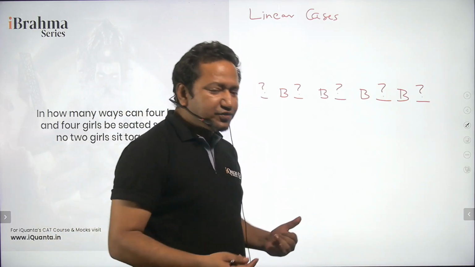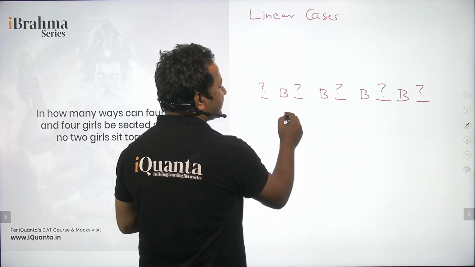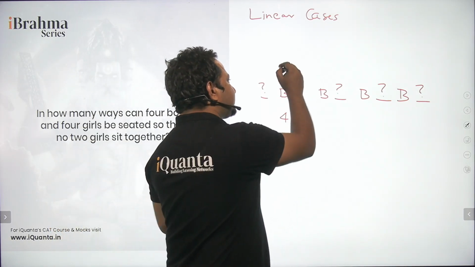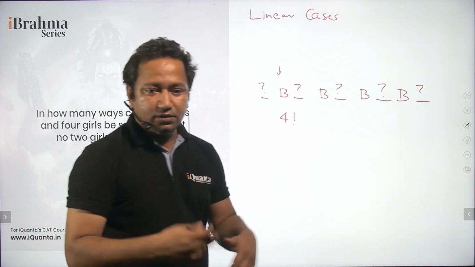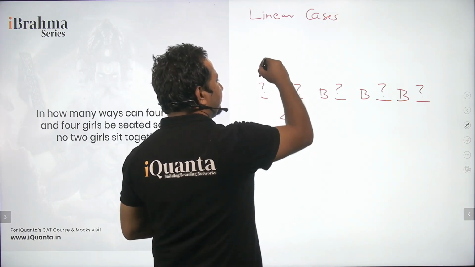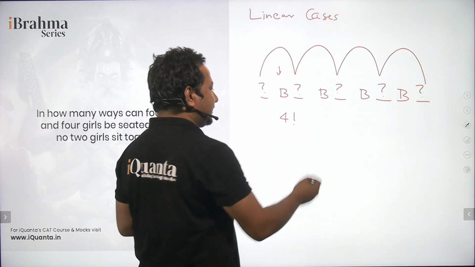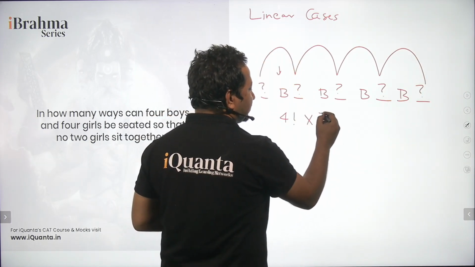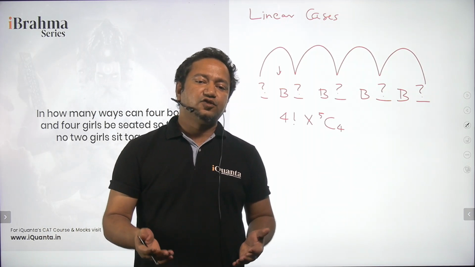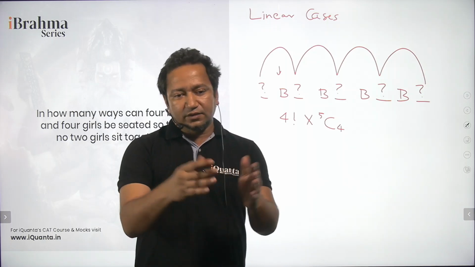So now when I talk about arrangement, of course, we can use the factorials. Here there are 4 boys. I can arrange those 4 boys in factorial 4 ways, because the first boy has 4 spaces to choose from, the second boy has 3 spaces to choose from, and so on. Now coming to the girls. Out of these 5 vacant positions, I can choose 4 of them in 5C4 ways. 5C4 means choosing 4 out of 5. So by 5C4 ways, I have chosen the 4 spaces out of 5 vacant positions.